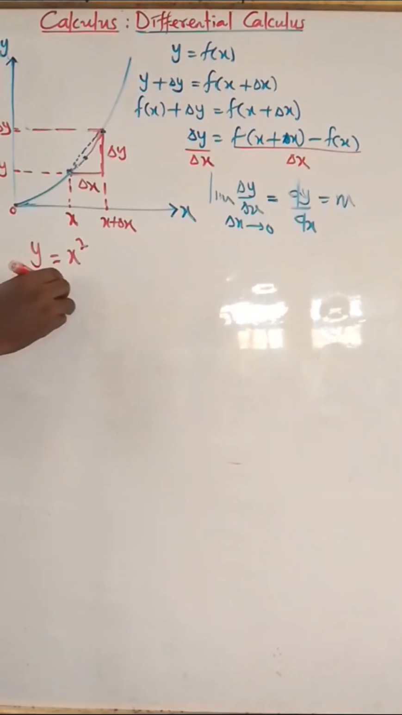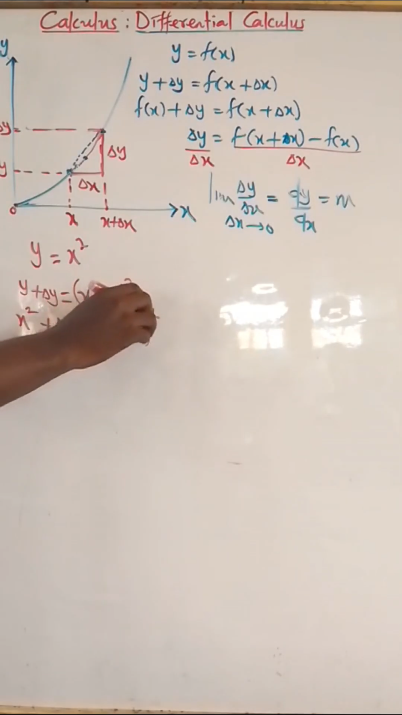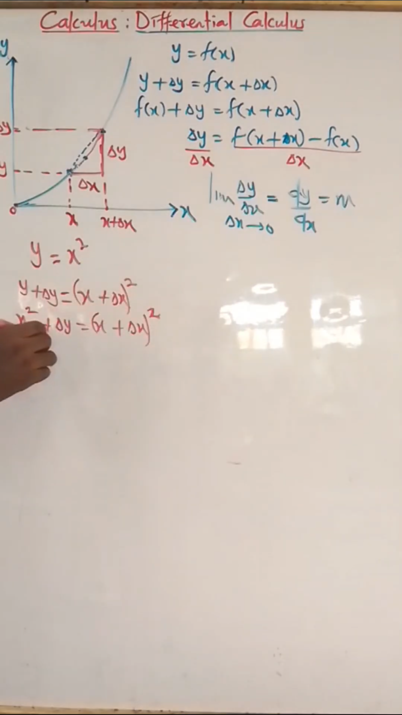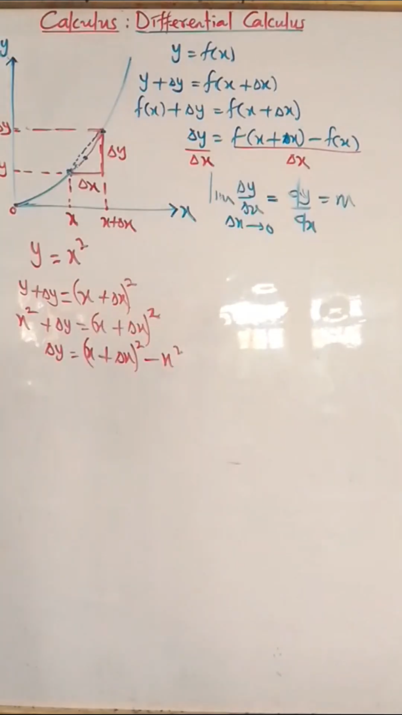So if we add a little change to x, there will be a corresponding change to y. From here, what is y? y is x squared. So we can replace this y with x squared plus change in y equals x plus change in x all squared. Let's take this one to the other side. So change in y becomes x plus change in x all squared minus x squared.